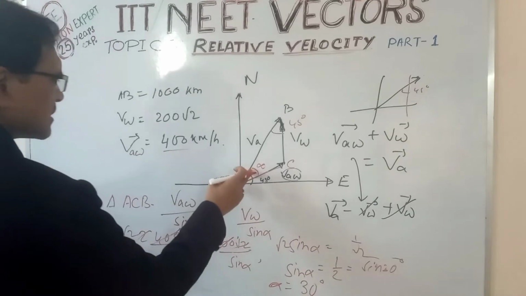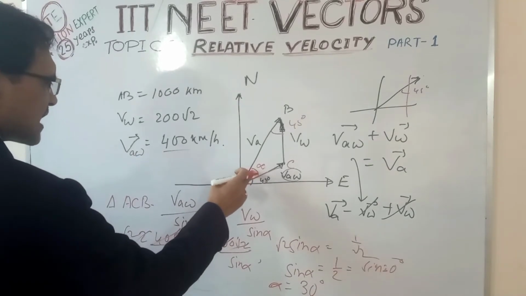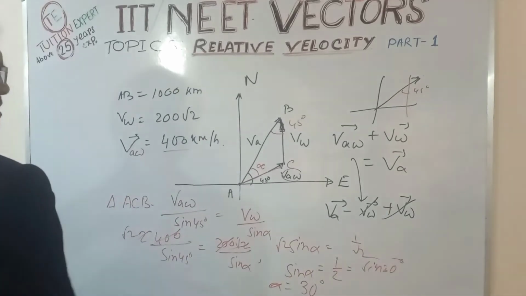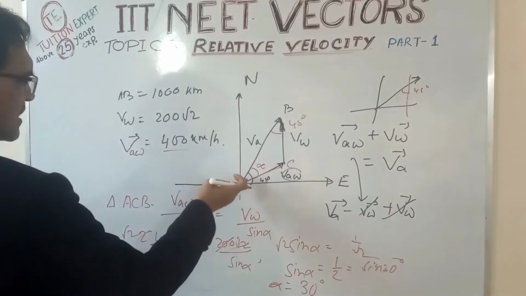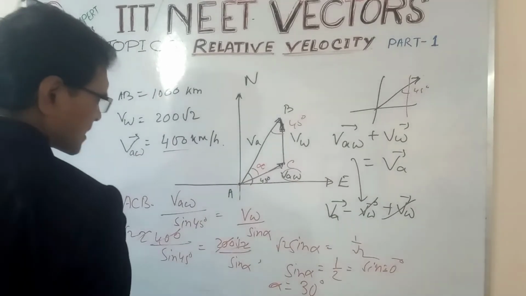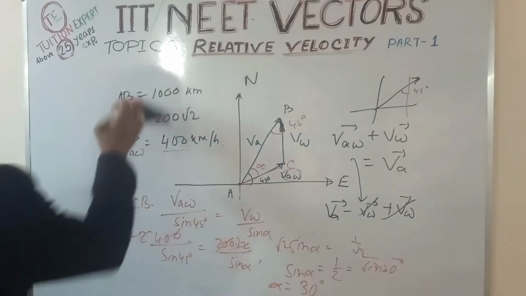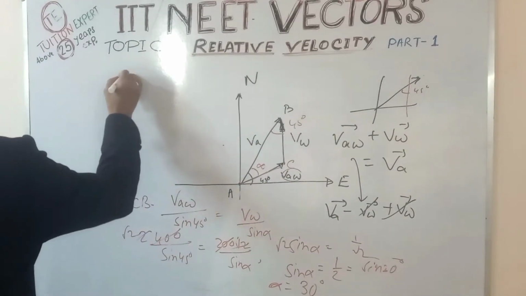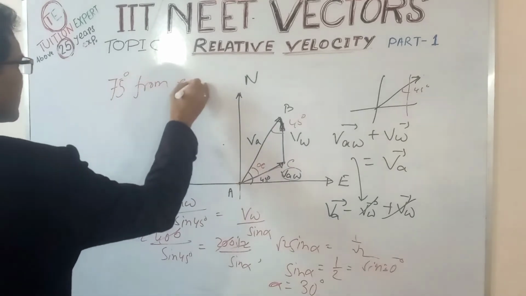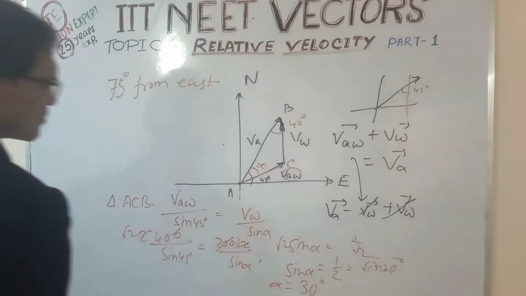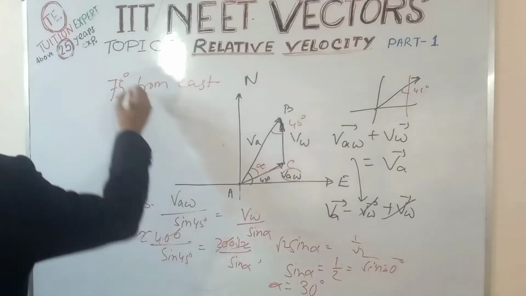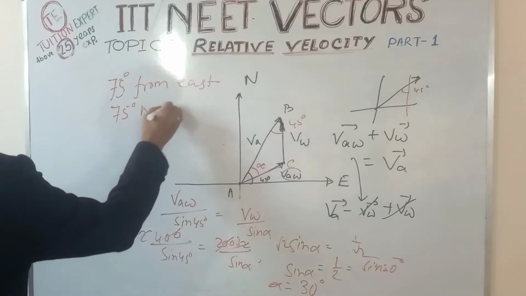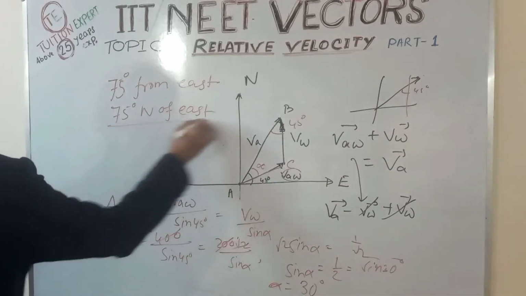Now we can get this angle, that is 30 plus 45, 75 degree. So the aircraft should steer at the angle 75 degree from this direction. So answer is 75 degree from east. So we can say also 75 degree north of east.